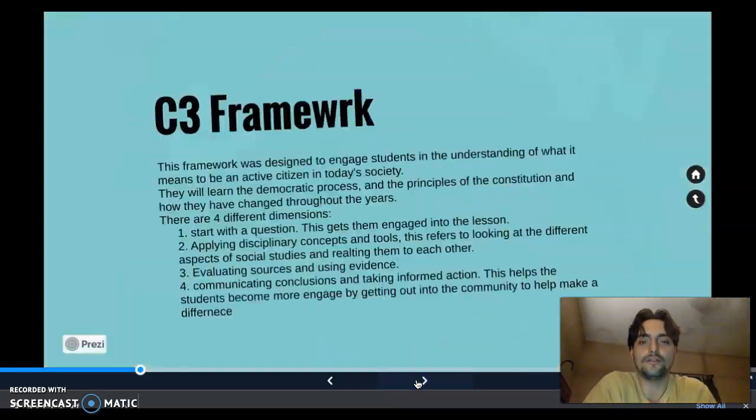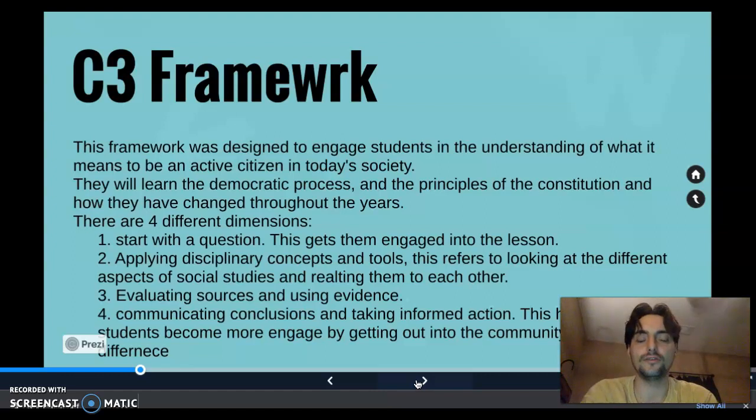On the first video that we watched, it was about the C3 framework. This framework was designed to engage students in the understanding of what it means to be an active role in society. They would learn the democratic process and the principles of the Constitution and how they have changed throughout the years progressively, maybe depending on how you look at the situation.